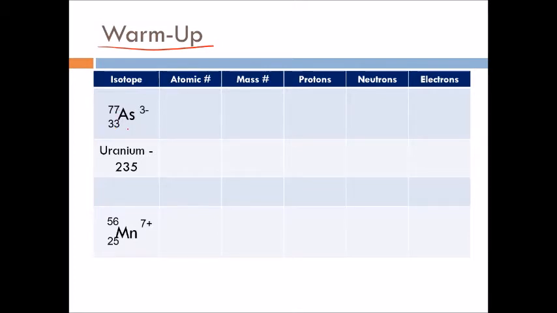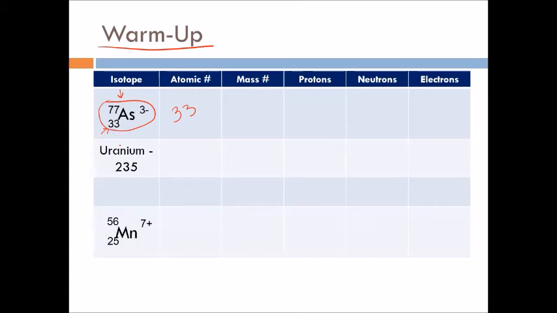So As is arsenic on the periodic table, although you probably didn't need the periodic table for this one because it has the symbol notation and gives you lots of information in the symbol notation. What would the atomic number be based off of the symbol notation here? Yes, 33. Very good. Right here, the bottom left corner is the atomic number.